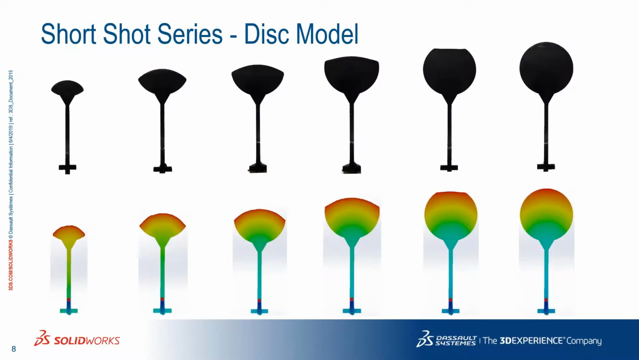The first thing we always do is a short shot series correlation. The top row shows photographs of the actual molded parts, and down below you see the simulation, the filling front profile results from SolidWorks Plastics. Basically, what you see here is outstanding correlation between the filling profiles that we actually get inside the mold at the molding machine and those predicted by SolidWorks Plastics.